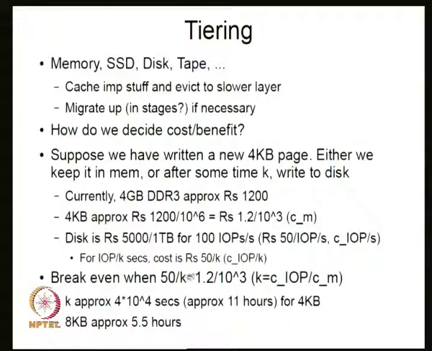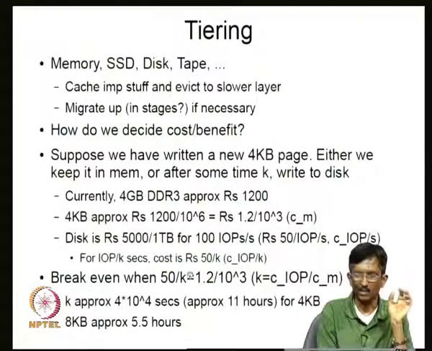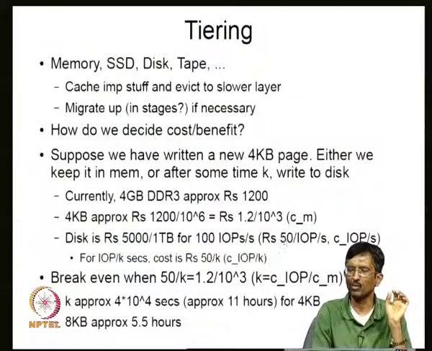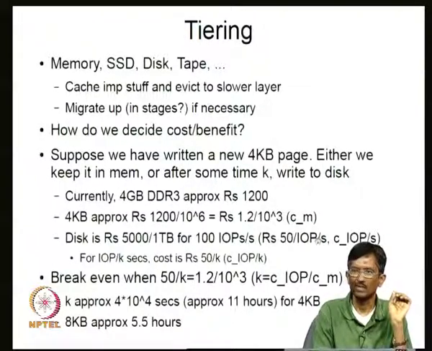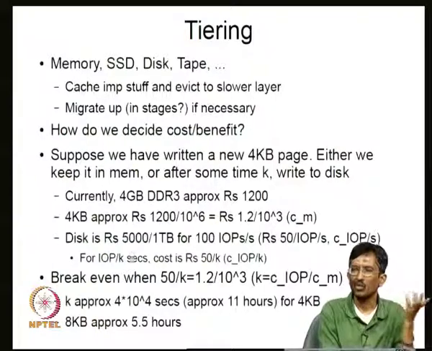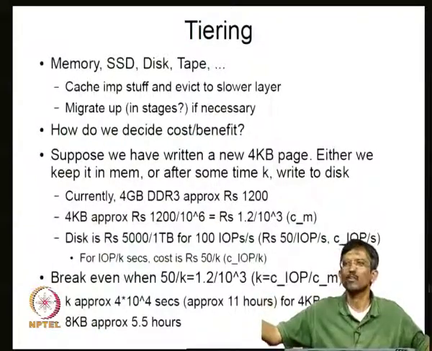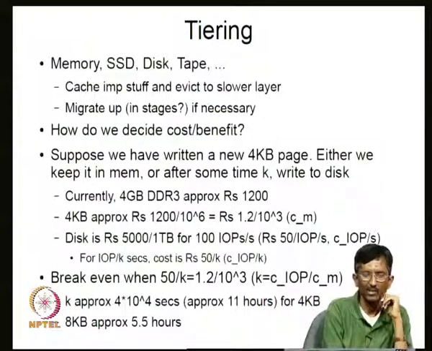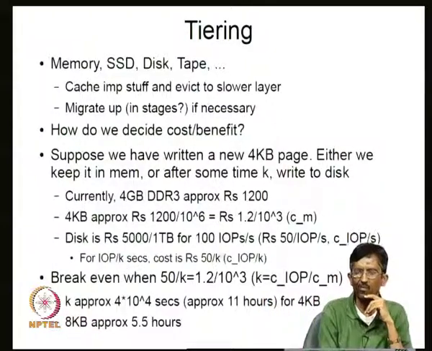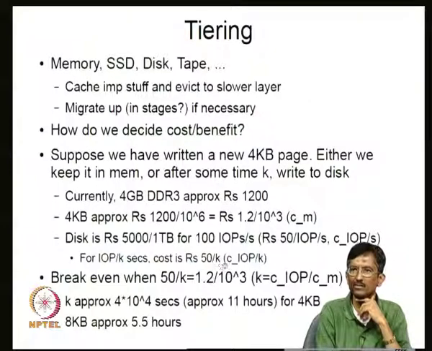That is, instead of doing it in 1 second, this is basically per second cost, rupees 50 per IOP per second. If I don't want to do it in that smaller time, I want to elongate it, because I can work with even slower devices, let us say. So for IOP per k seconds, the cost will be proportionally less, 50 by k.